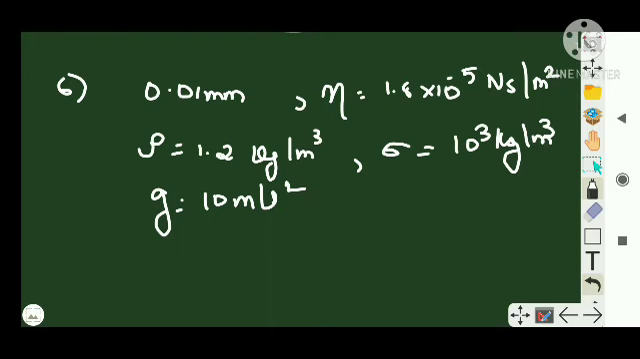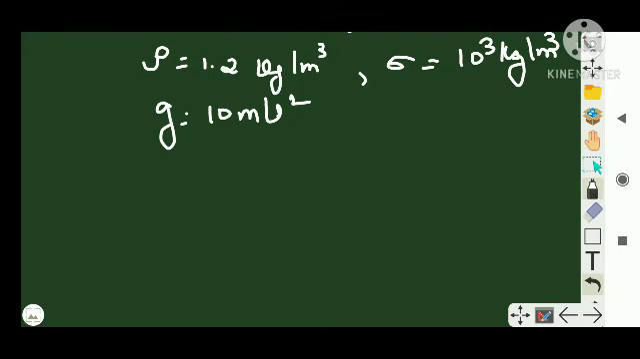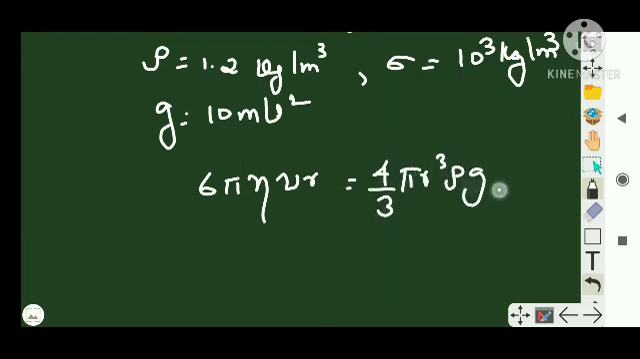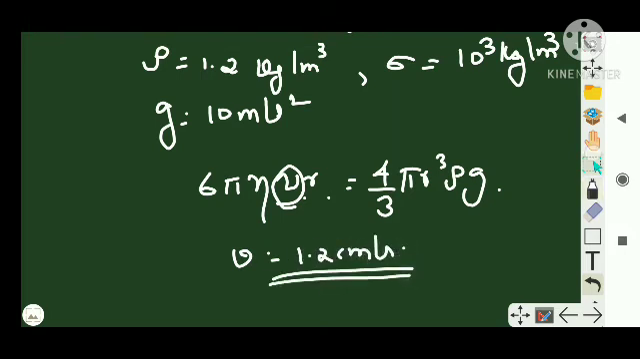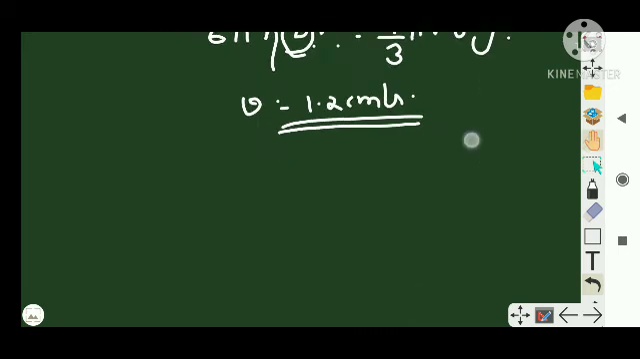So this also you have learned, guys, and you have just derived the equation. So from 6 pi eta r v and 4 by 3 pi r cube rho g, from here you just find the velocity's expression. Just calculation is pending. You will find v is equal to 1.2 centimeter per second. I am not going to write the substitution, etc. It is very easy.